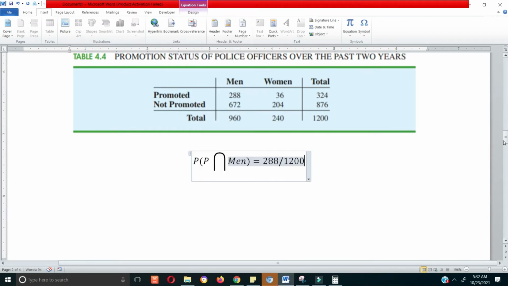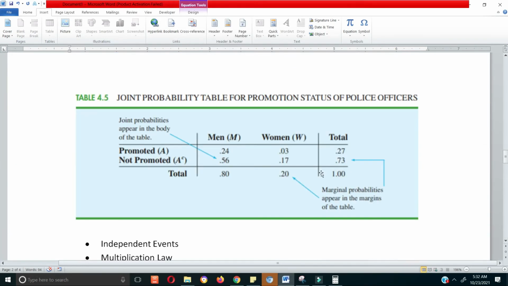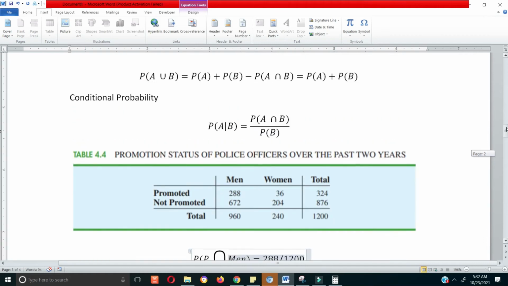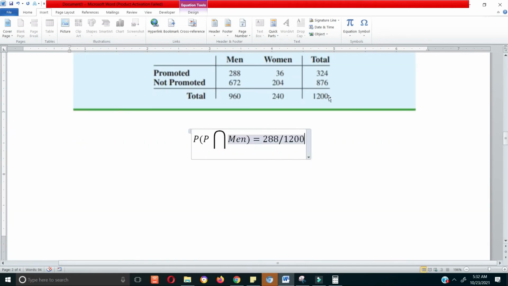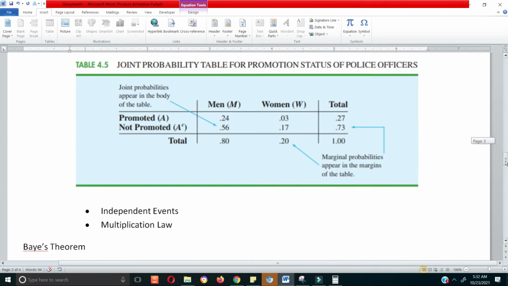So that's how we are obtaining the values in this table. We're dividing everything by 1200, which is the value in the bottom corner. If you divide everything out by 1200, we should get these kinds of probabilities. We've already done independent events.